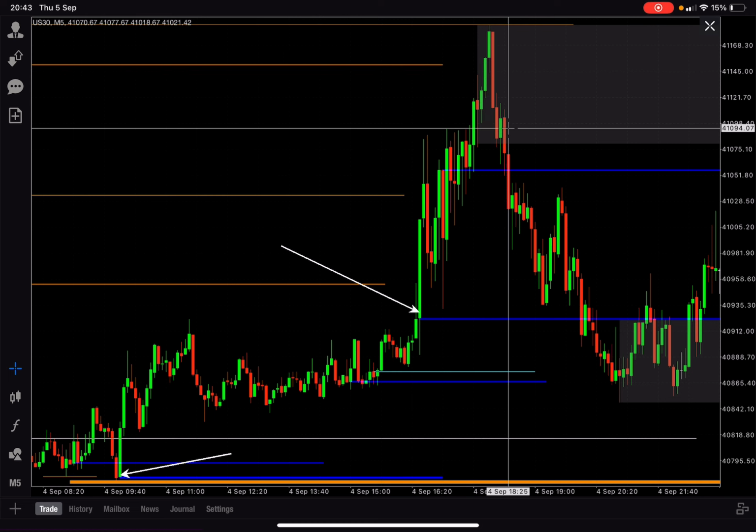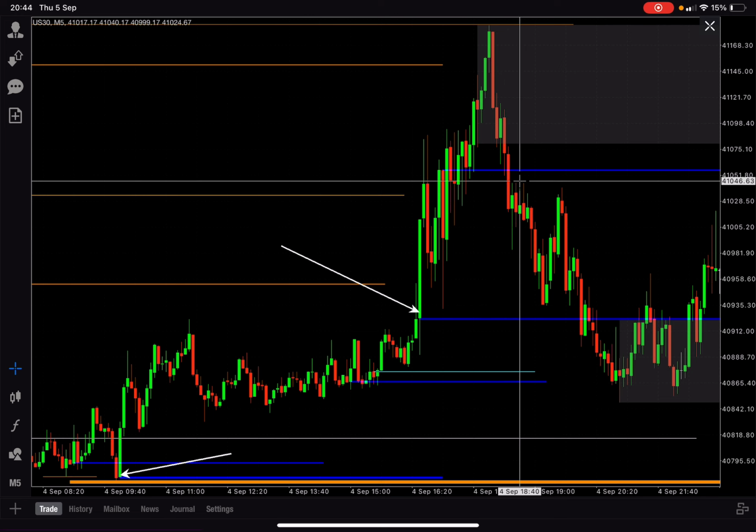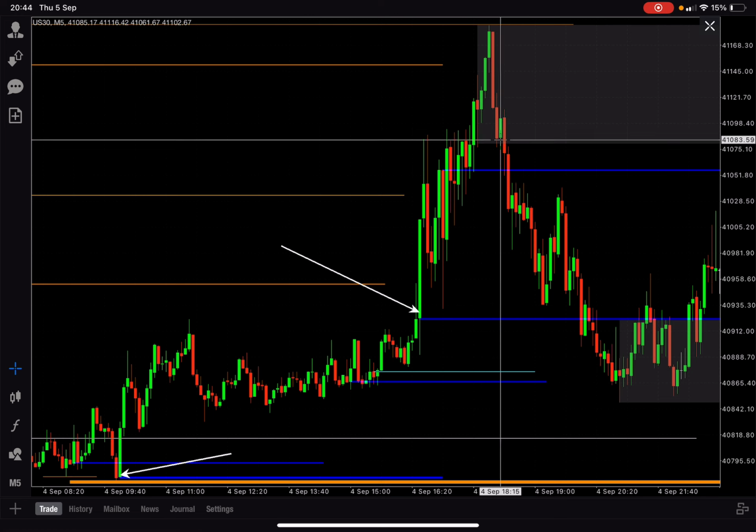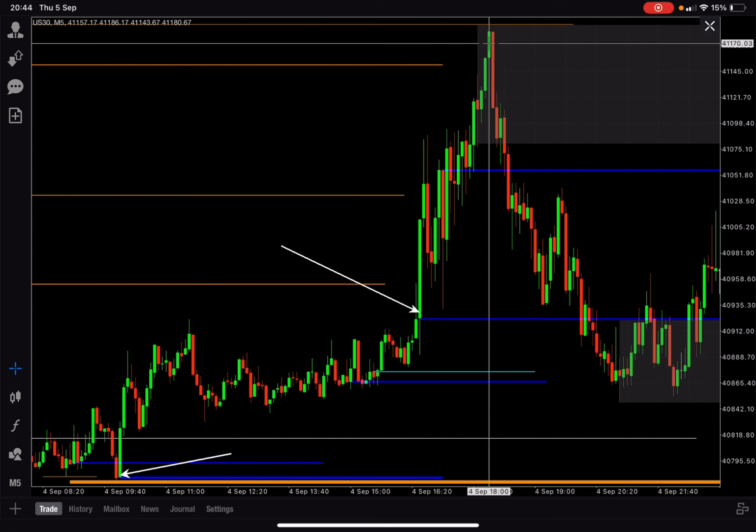Once pushed down, you start to see support and resistance being followed, pushed down again, and then you got into the move. You'd have got into the move around here if you was looking for a tight stop loss. It depends on what sort of trader you are.